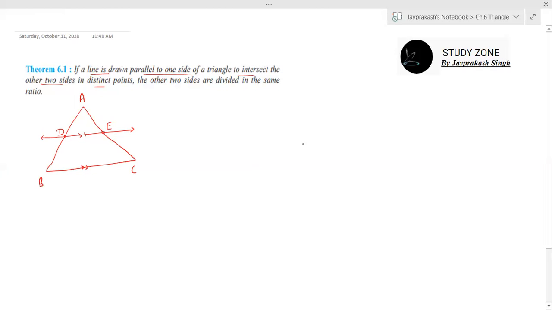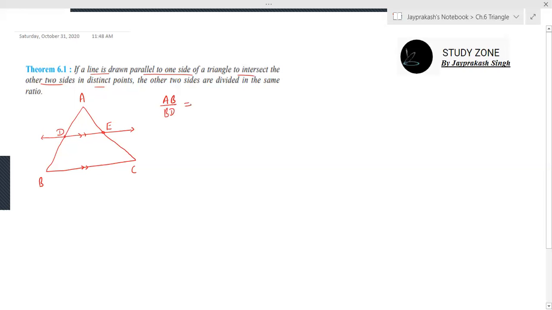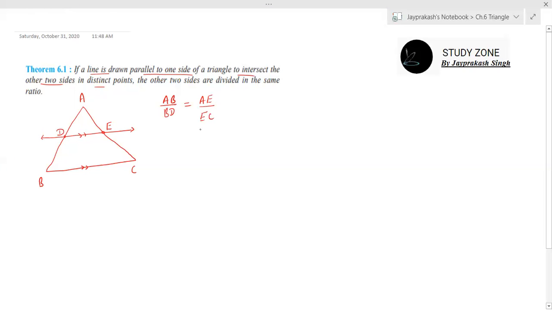Now we have to prove that it divides the two sides, that means AB and AC, in equal ratio. So that means we want to prove that AD by BD is equal to AE by EC. So this one we want to prove.